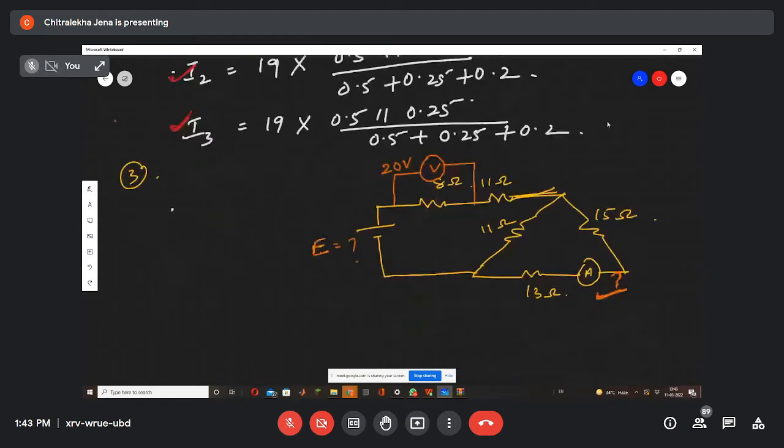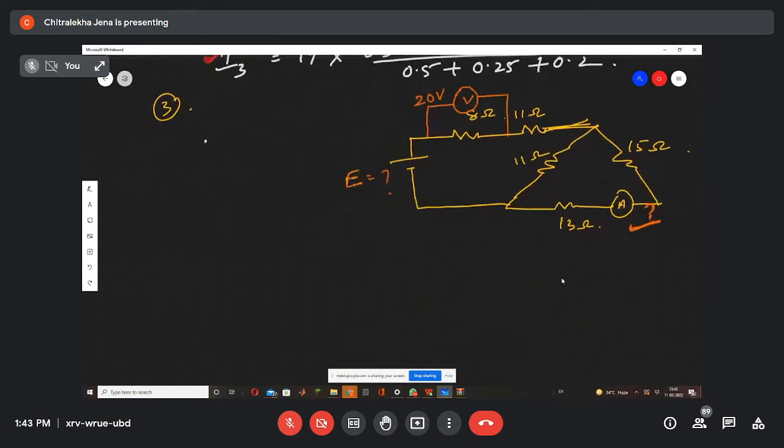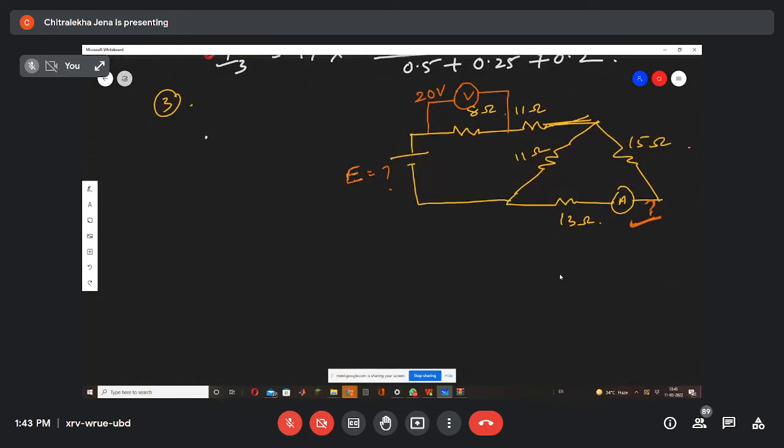Second question, chalo. So Suprasad, do the second question. Don't take much time. I have given an easy question. Just apply your brain, nothing else. You think that it is difficult, but it is very easy.